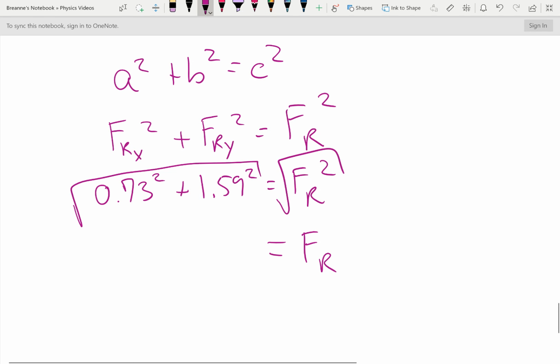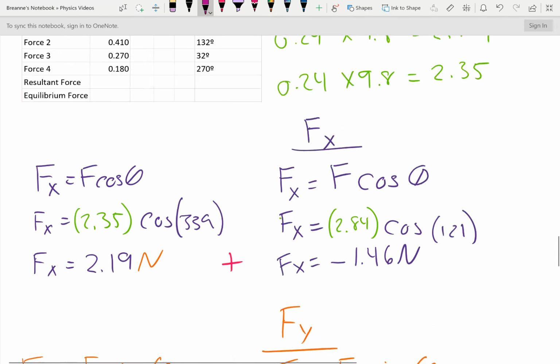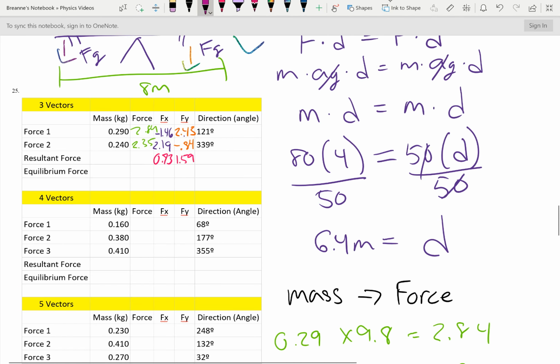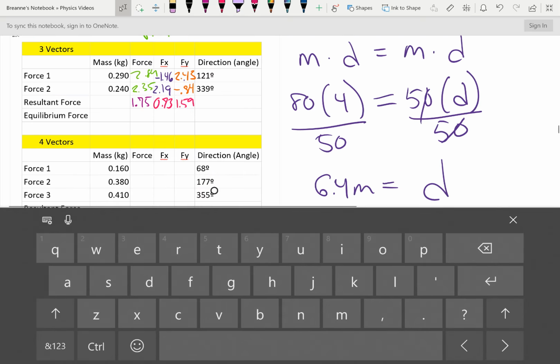So you do the square root of 0.73 squared plus 1.59 squared. Make sure you end your parentheses, and your resultant force is going to end up being 1.75 newtons. That's what you do here, 1.75.